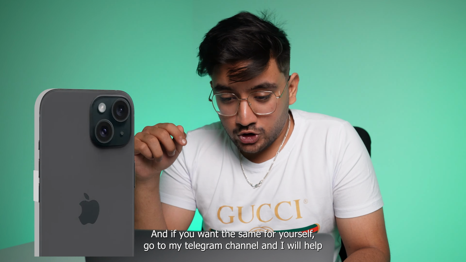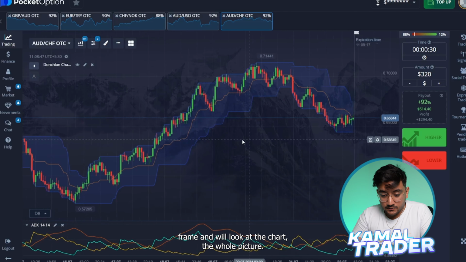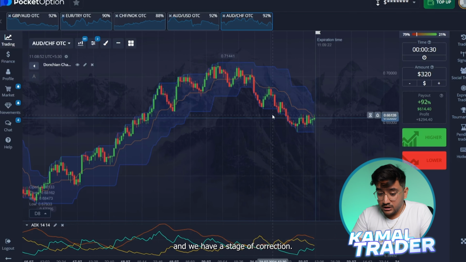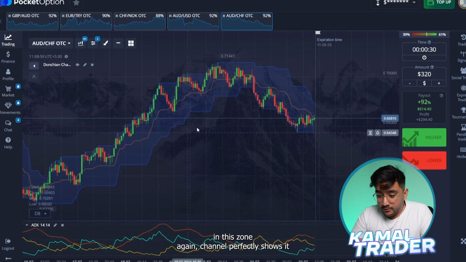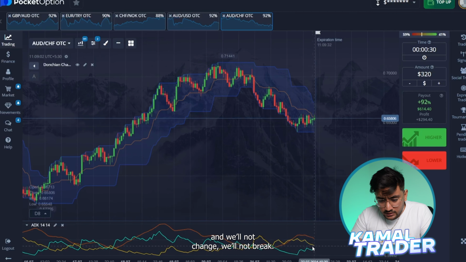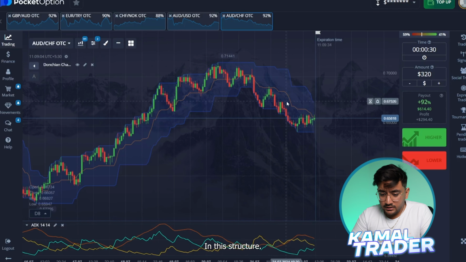But this is the last asset for today, and we'll go to the hour time frame and look at the chart, the whole picture. And there's a good rising structure, and we have a stage of correction, and accordingly with the same good volume in this zone again, the channel perfectly shows it, and it will not break this structure. That is unlikely. We'll have a further valuation of the asset and likely short term growth approximately to this zone.